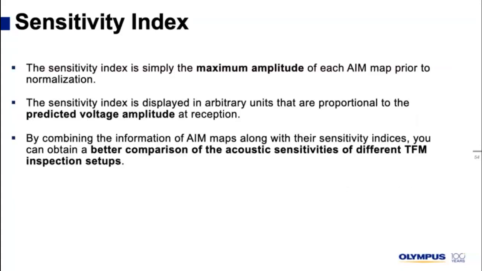The sensitivity index is simply the maximum amplitude of each AIM map prior to that normalization. It is displayed in arbitrary units that are proportional to the predicted voltage amplitude at reception. By combining the information of the AIM maps along with their sensitivity indices, you can obtain a better comparison of the acoustic sensitivities of different TFM inspection setups. So it really helps to be picking the optimal setup.